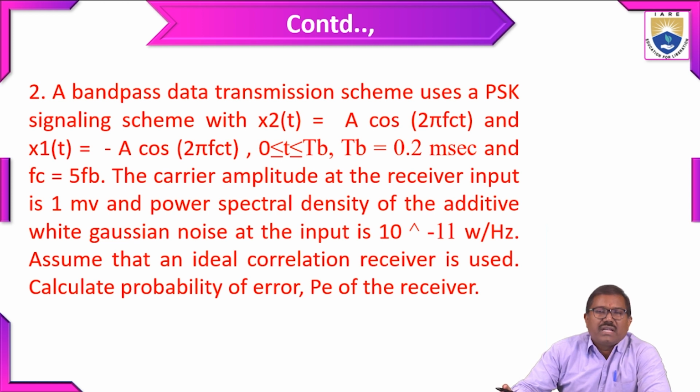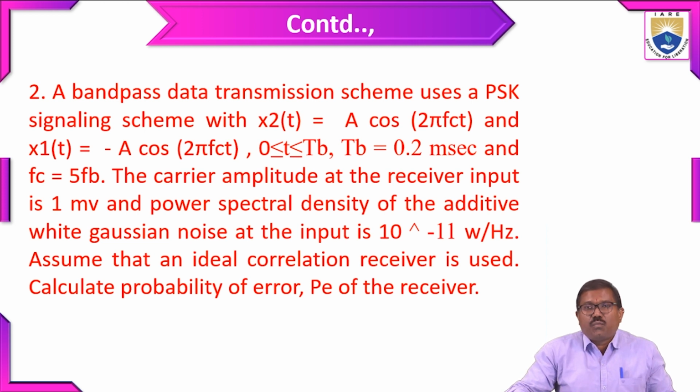So that's why they've given x1 of t and x2 of t. And they've given the duration as 0.2 millisecond, and the carrier amplitude is also given as 1 millivolt. So first here we're going to write A, the carrier amplitude, is 1 millivolt. That is 1 into 10 power minus 3 volt.